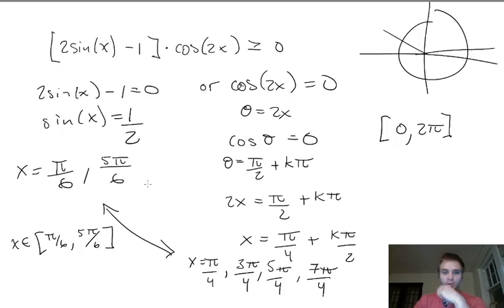So from 0 to pi over 4 is positive, so I'll write it over here: x in 0 to pi over 4 gives us positives. And then once x is pi over 4, that gives us 2 times pi over 4, which is pi over 2, where cosine is 0. And then it starts to get negative. And then at 3 pi over 4, when 2 times 3 pi over 4 is 3 pi over 2, we start to get positive again.